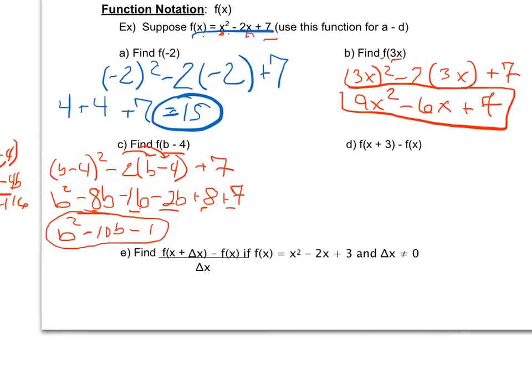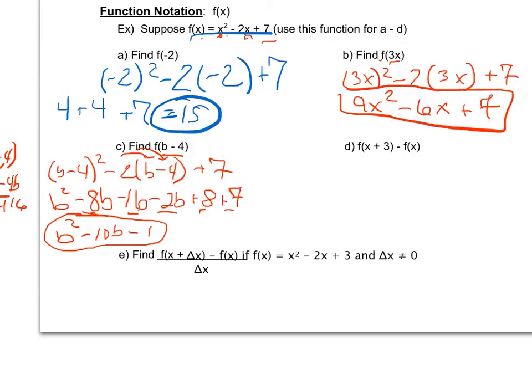So again, trickier, more work, more to simplify, but exact same process. I go to my function, and every time I see a variable, I put whatever I'm trying to evaluate for in for the variable. So now let's look at part D.